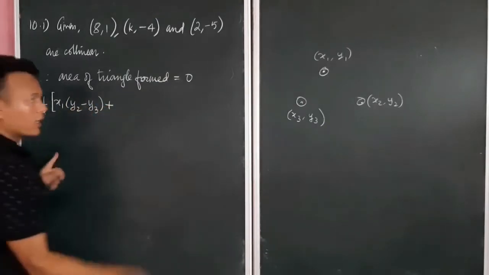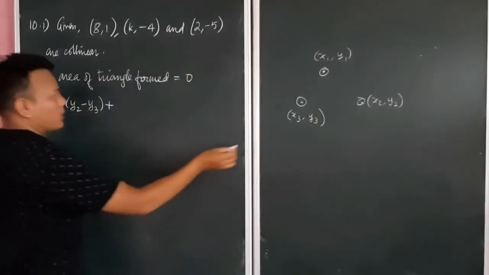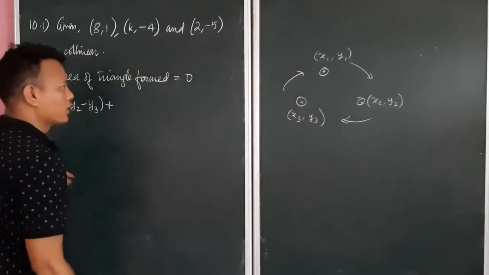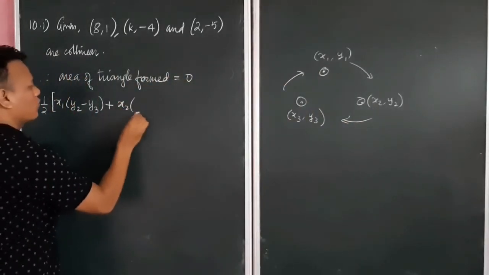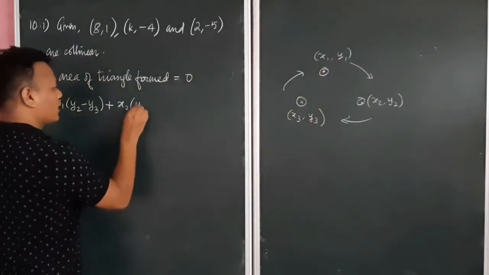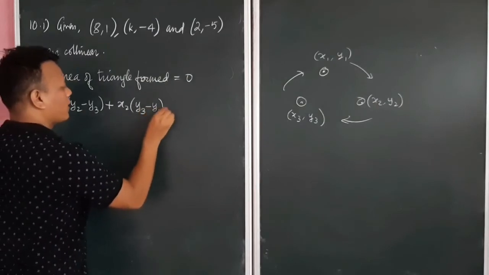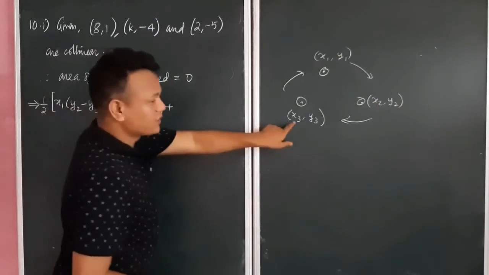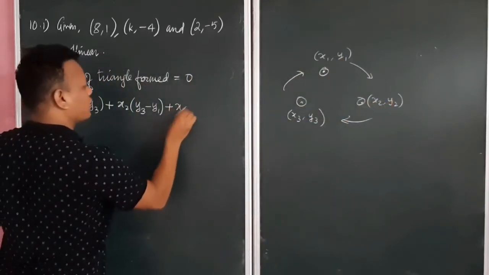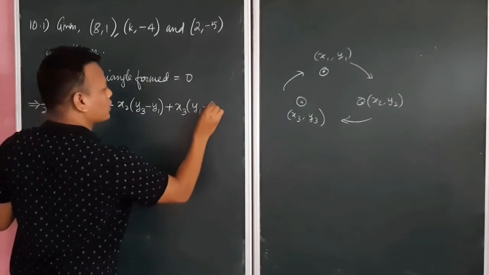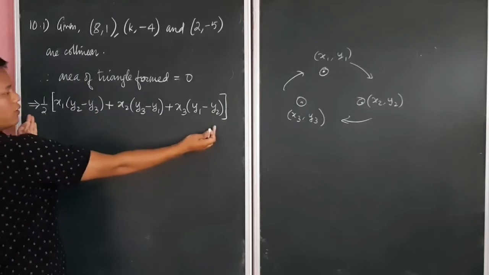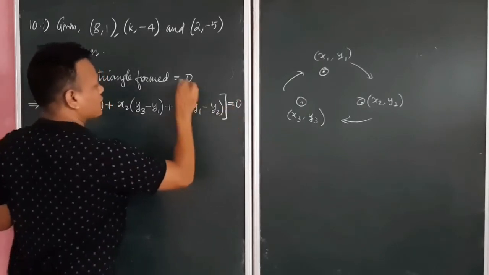Plus sign. Now go to x2. Basically you have to follow this direction out here. So you write x2, and here you go to y3 minus y1. So y3 minus y1, plus, at last you have x3, which goes with y1 minus y2. So x3 into y1 minus y2. So this is the area formula. This gives you the area of a triangle, which has to be equal to 0.